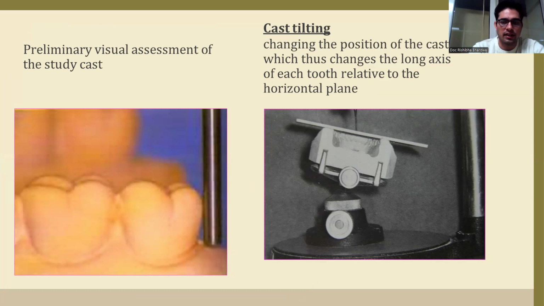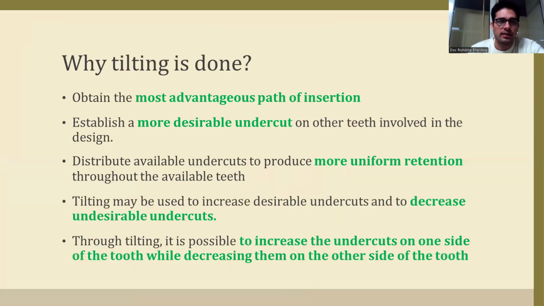As we can appreciate in this diagram. Why is tilting done? To obtain the most advantageous path of insertion. To establish a more desirable undercut on other teeth involved in the design. To distribute available undercuts to produce more uniform retention throughout the available teeth. Tilting may be used to increase the desirable undercuts and to decrease the undesirable undercuts. Through tilting, it is possible to increase the undercuts on one side of the tooth while decreasing them on the other side of the tooth.